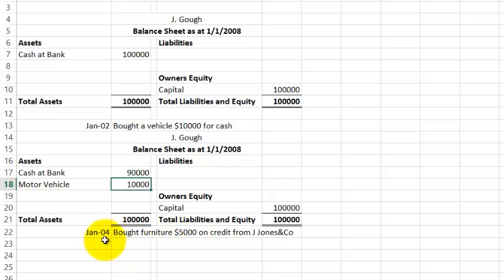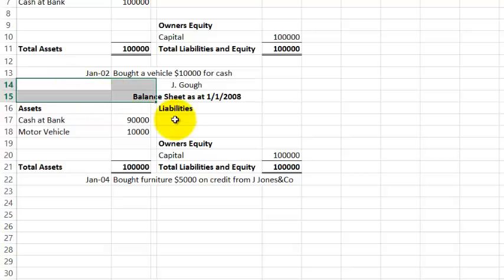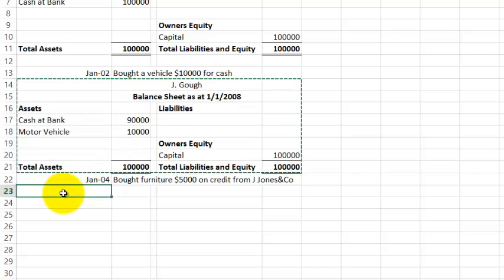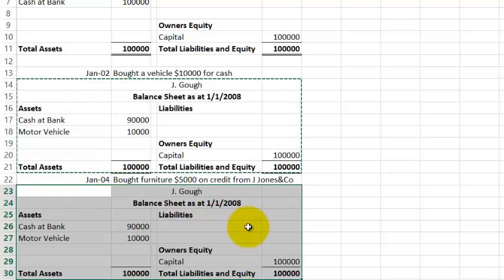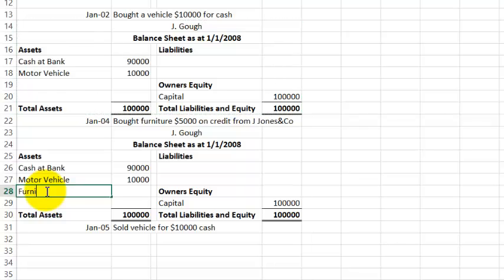This is going to change when we look at January the 4th. Let's examine the transaction in detail. They bought some furniture on credit. On credit means we haven't paid yet, and sometime in the future we're going to pay Jay Jones. So that means we've got a liability for the future. Again I'm going to copy the existing balance sheet because things have changed now. The first thing is that he bought some furniture, so I'll put that into my assets here. It's $5,000.